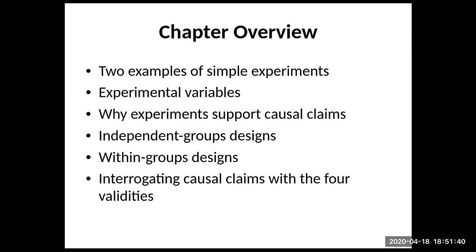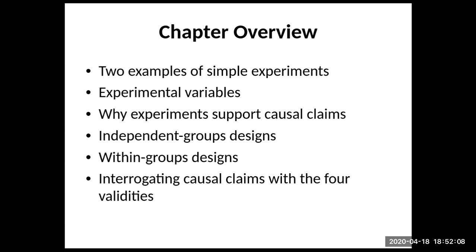All right, so what we will do for the first half is looking at simple experiments. I will give you examples of them and how we measure these things. We will look at experimental variables, the manipulated independent, the measured dependent variable, and any sort of control variables that we need. And we will look into the criteria and see why experiments support causal claims.